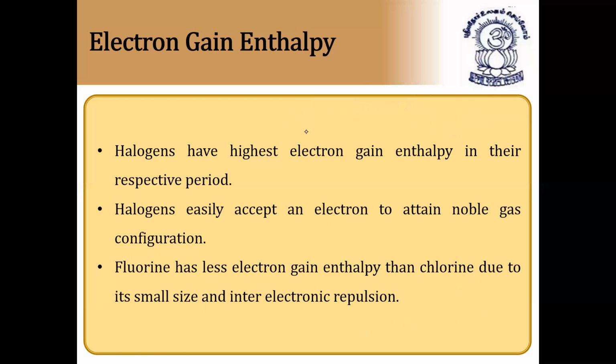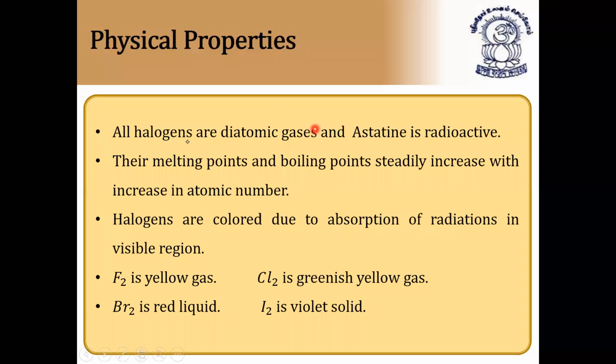Next, physical properties. All halogens are diatomic and astatine is radioactive, as I already told you. So all halogens, fluorine, chlorine, bromine, iodine, exist as diatomic molecules. Fluorine and chlorine are gases at room temperature. Iodine exists as a solid. Their melting points and boiling points steadily increase with the increase in atomic number.